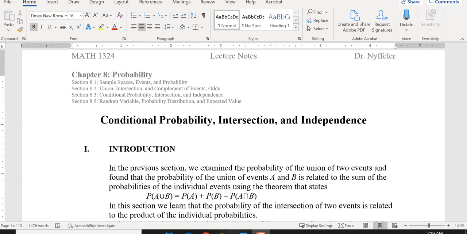Welcome back to Math 1324. We are in Chapter 8, Probability, and today we're going to talk about conditional probability, intersection, and independence.